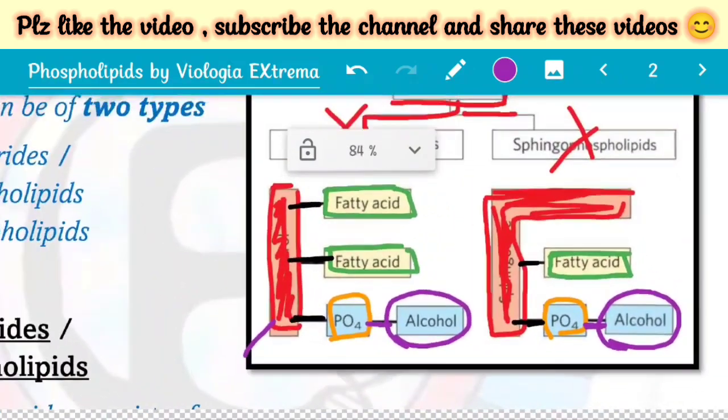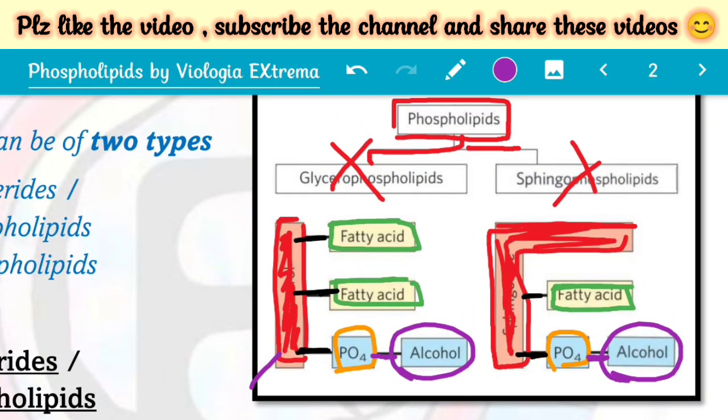So now we know the components of phospholipids. Now we'll start to classify them.